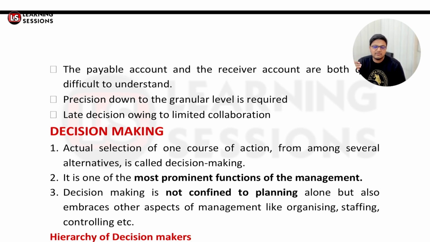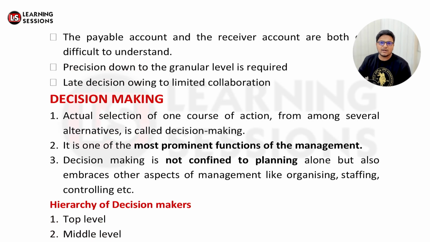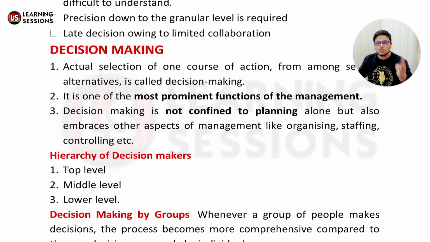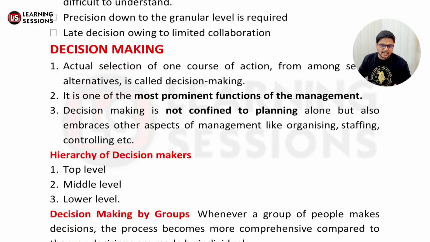It is a very prominent function of management, to make decisions for different things. It's not the case that decision making is used just for planning. It's also used for directing, for staffing, and also in controlling. So decision making is not confined to the planning part. Okay, and there are different hierarchies of decision makers: the top level, the middle level, the lower level, and the decision could also be made by groups.